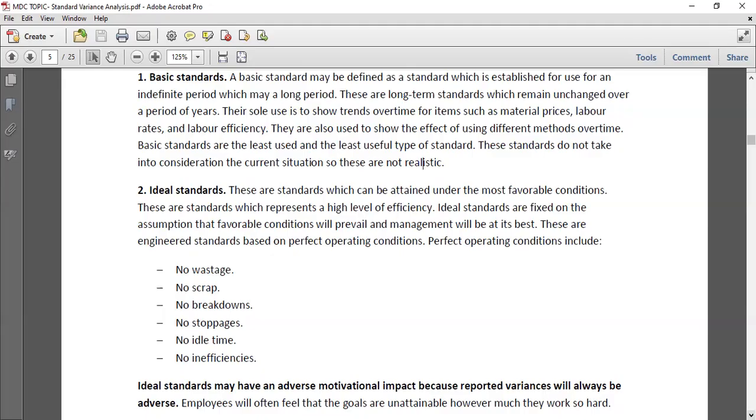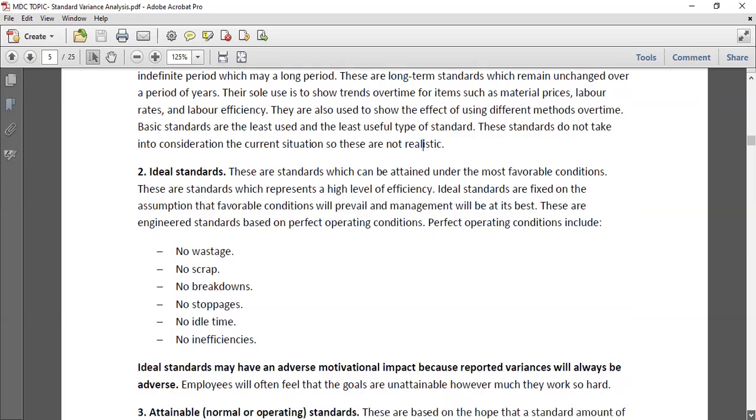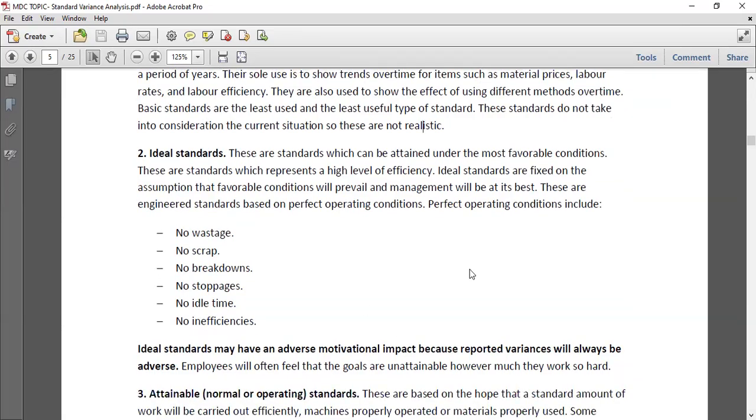So of course, ideal standards have an adverse issue when it comes to motivation. Why that happens is that they are ideal in nature. It means that after you've set these standards, management that is going to implement the actual production will in most cases not meet these standards, because they were made in an ideal situation, and management does not work in an ideal situation.